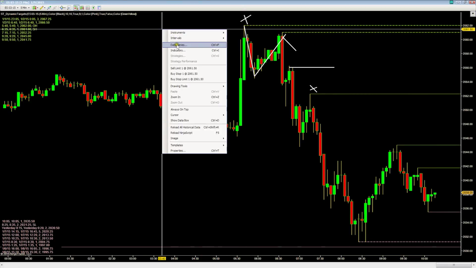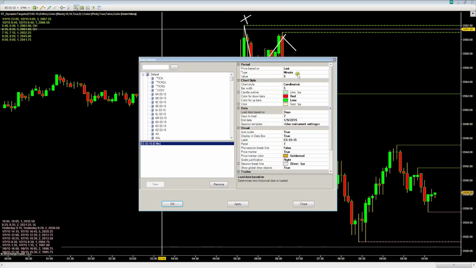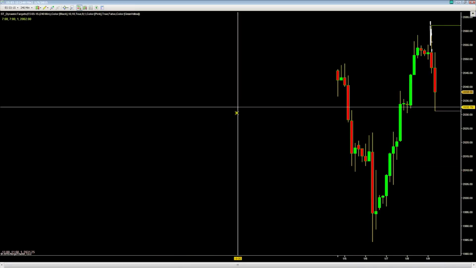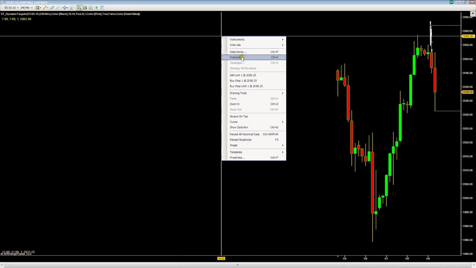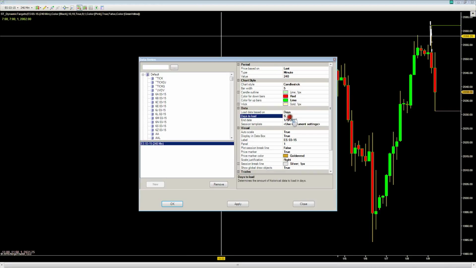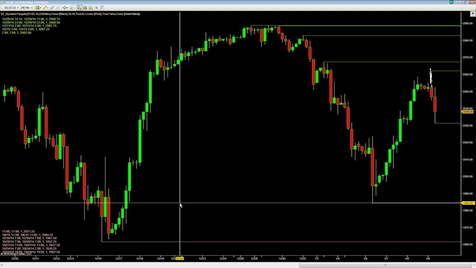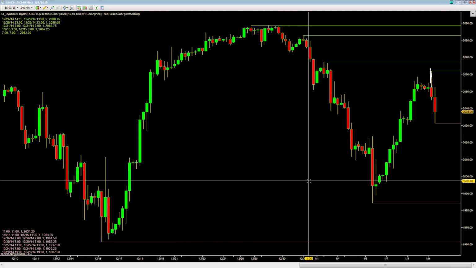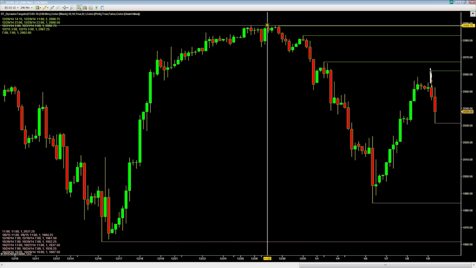Let's go to a 4-hour and just see how dynamic it is on a 4-hour. You know, the longer you're in a trade, let's get some more days in there. Let's go 80 days. So once again, you can see it even clearer on the 4-hour.